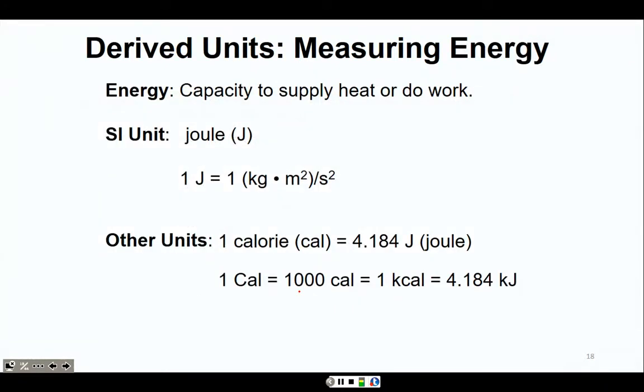Another one we will talk about is energy. Measuring energy is going to be that which is needed to do heat or supply heat or do work. It's going to have 2 different kinds of units that we'll see. One of them is the SI unit called the joule. Capital J is a French derived thing and it has a definition that's shown here.